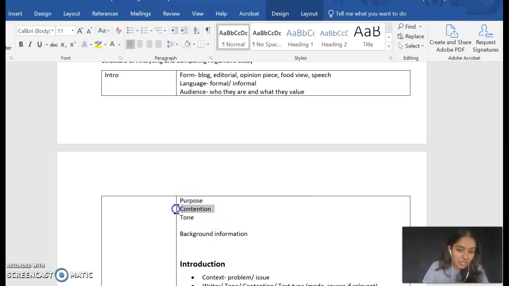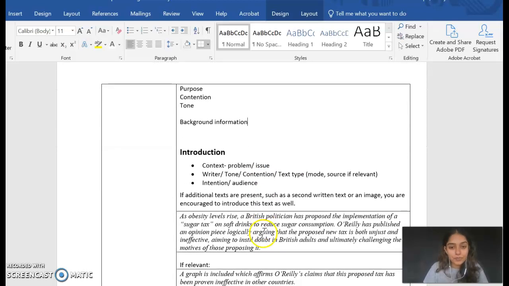His or her contention, the tone, and there's also the background information on the issue. Now, because in your SAC you will have 3 texts that you need to introduce, you've got to introduce the forms for each one, you've got to introduce the contentions for each one, and their purpose and their tone. It'll just be slightly longer.